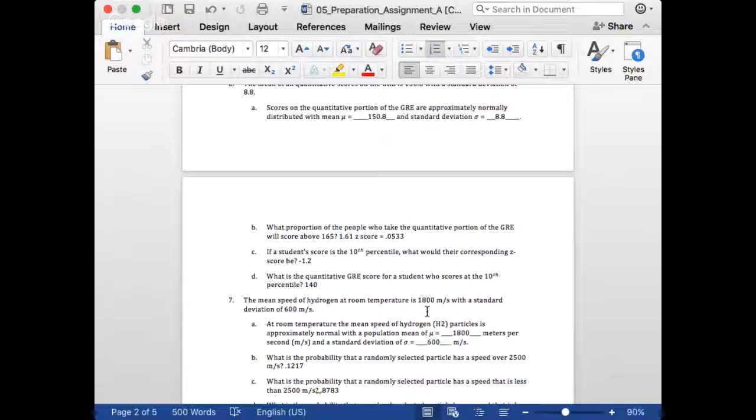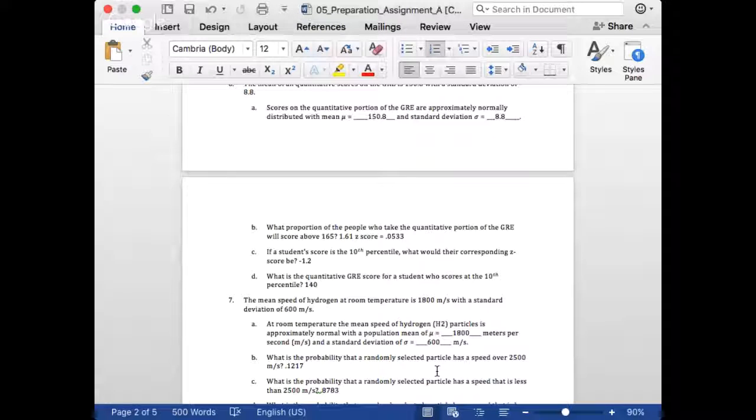The mean speed of hydrogen at room temperature is 1,800. Is that meters per second? Yeah, looks like it. With a standard deviation of 600 meters per second. The first part, A, is again just putting in the number, so we'll skip that. B: what is the probability that a randomly selected particle has a speed over 2,500 meters per second?